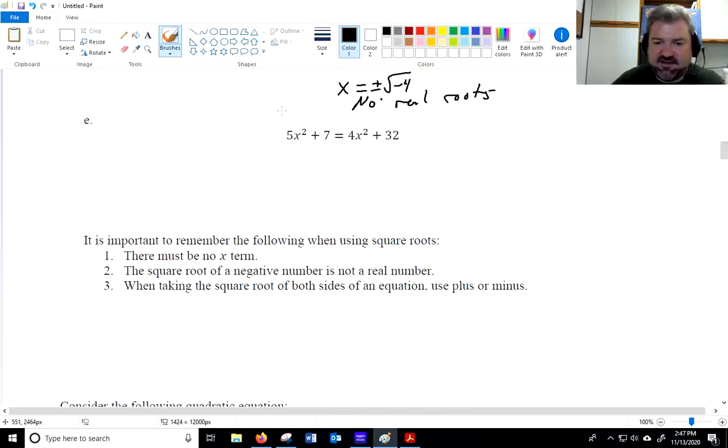All right, last we have 5x squared plus 7 equals 4x squared plus 32. I'll subtract over the x squareds, and I get 5x squared minus 4x squared is x squared. 32 minus 7 is 25. And take the square root of each side, I get plus or minus 5.